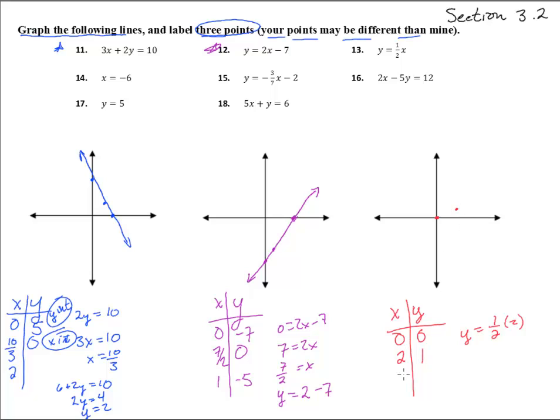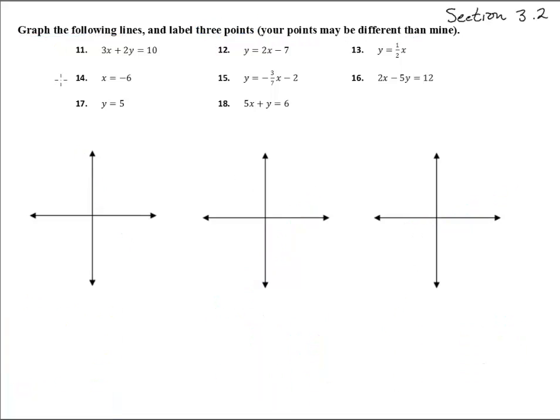Okay, and then stick in another one, say 8. Y equals 1/2 times 8, and that gives us 4. So 8, 4 would be like there or so. And you'll see there, that's where our line is headed. Right there. Good.